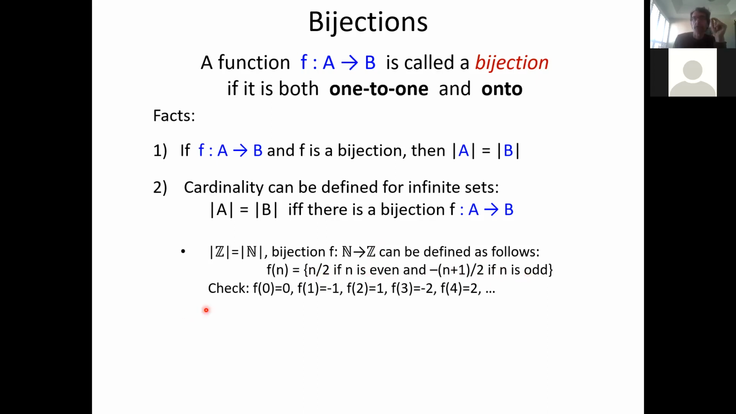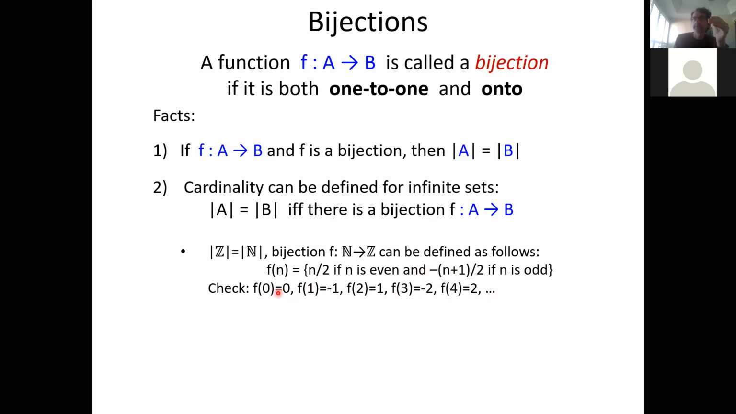Okay, so now look, what are the values of this function on consecutive elements in the domain? The first one is 0. It's even, so 0 divided by 2 is 0. So the function outputs 0. On 1, it's odd. 1 plus 1 is 2, divided by 2 is 1, with a minus sign. So the value of the function is minus 1. On 2, it's even. So 2 divided by 2 is 1. On 3, it's odd. So 3 plus 1 is 4, divided by 2 is 2, with a minus sign, so it's minus 2. And so forth it goes.